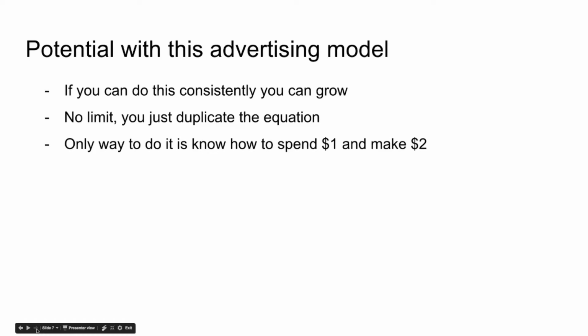So potential with this advertising model, if you can do this, spend $1 and make 2 back, you can consistently grow. There's no limit. You just duplicate the equation, put more money into the advertising, and then get more out. It might take time. It will take time in this whole process, and you do have to do value builders, but the value builders can be automated, so you don't actually have to do anything. You're going to put it in, and you're going to get a return on investment within a month or however long it usually takes.